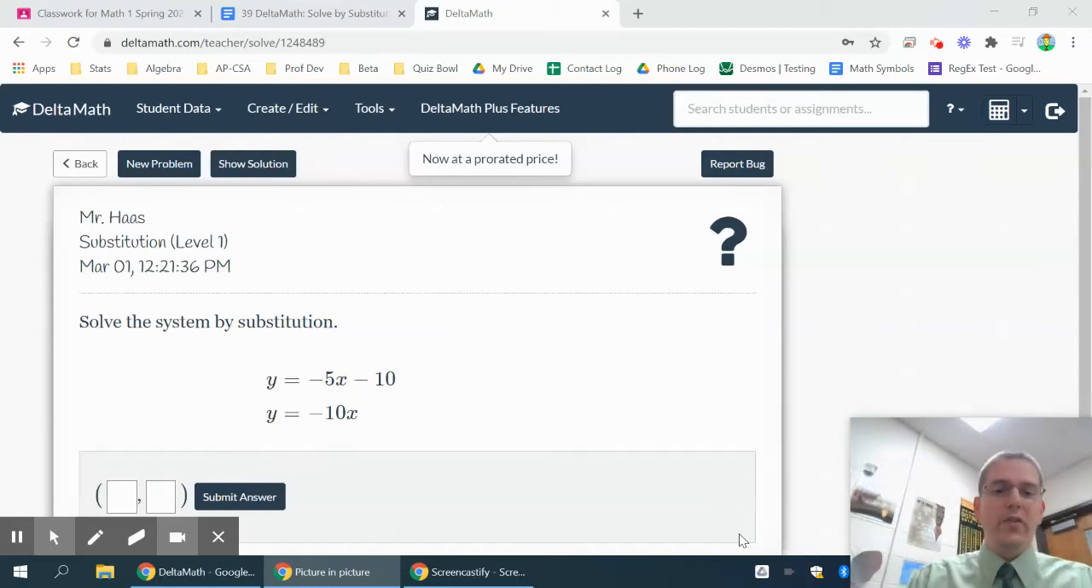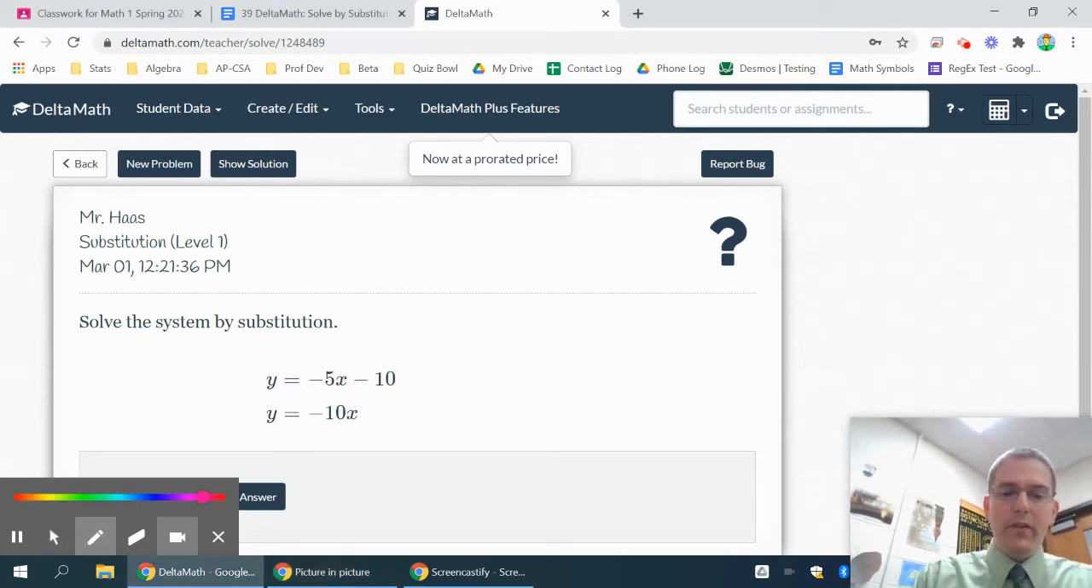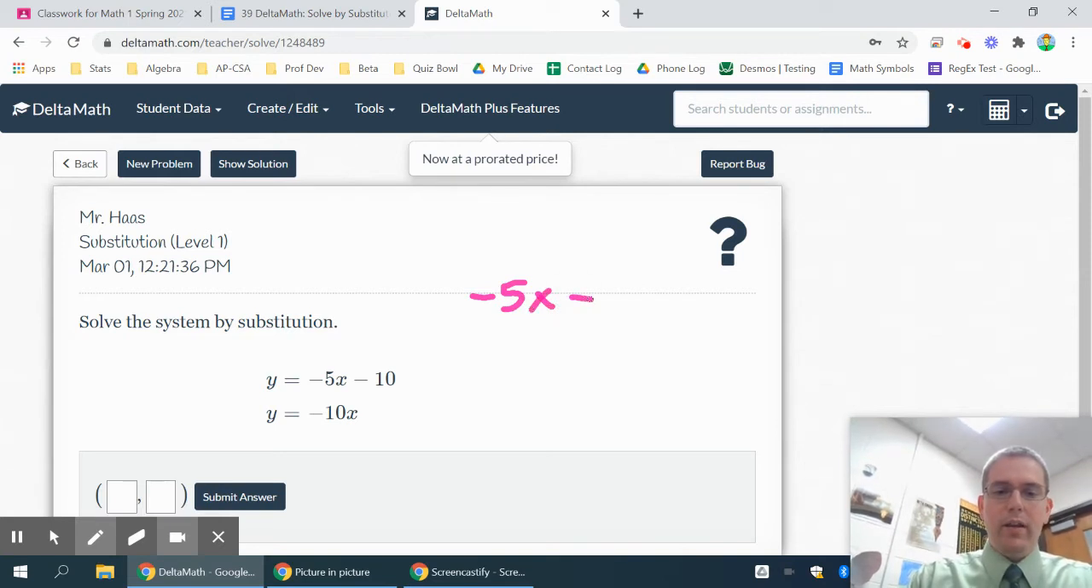Okay, on these, you're going to be solving by substitution. These first set, you have ones where both equations are solved for a variable. So if both of these equations equal y, you can just set them equal to each other. Negative 5x minus 10 equals negative 10x.